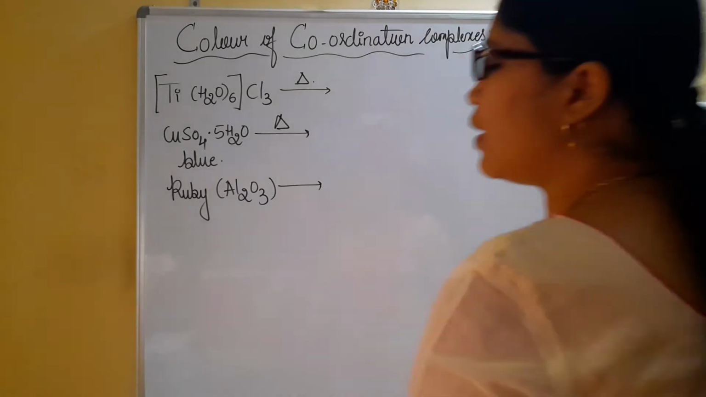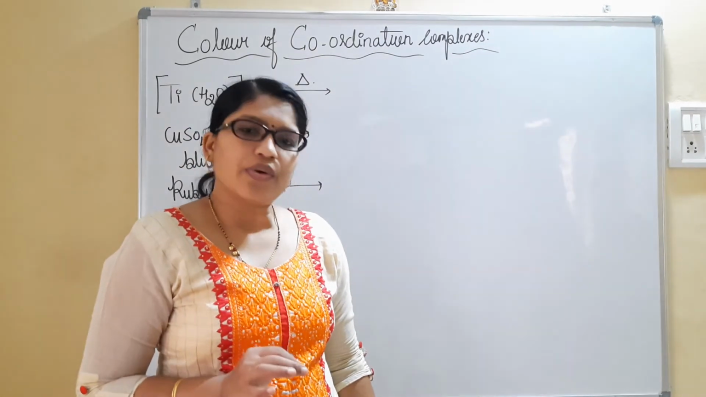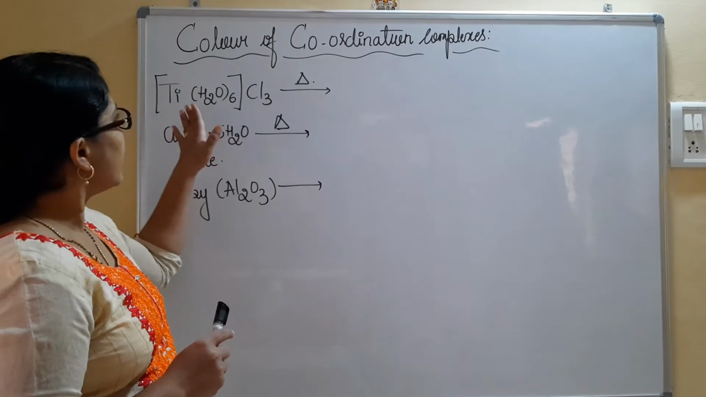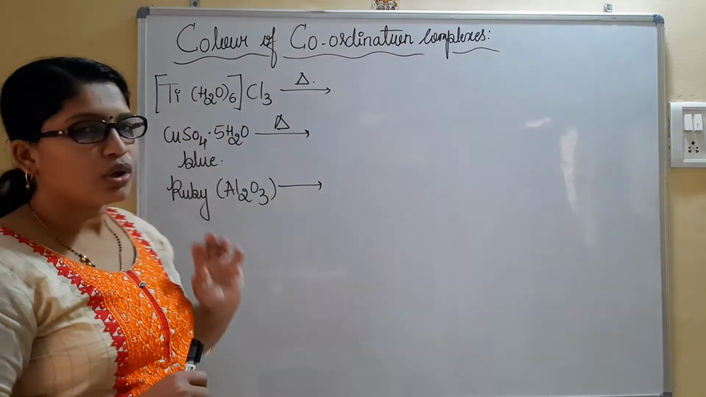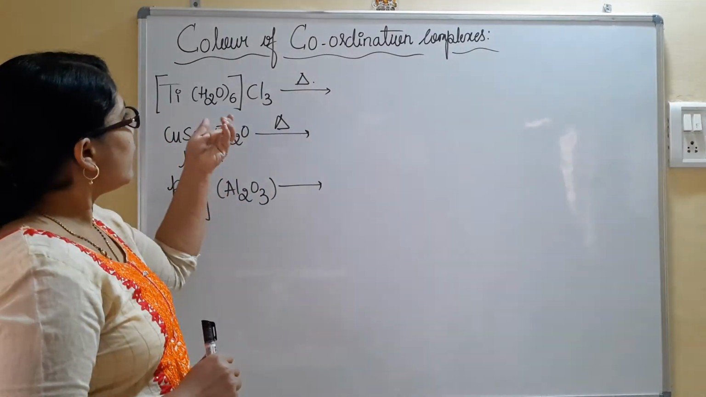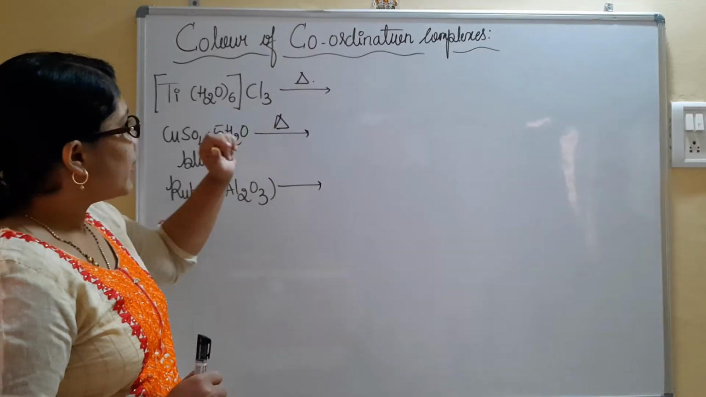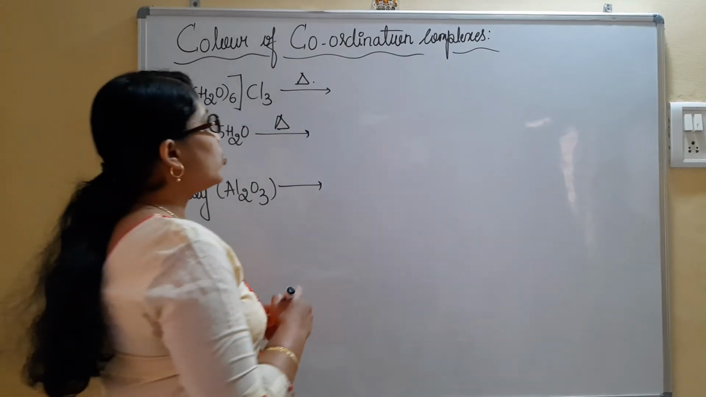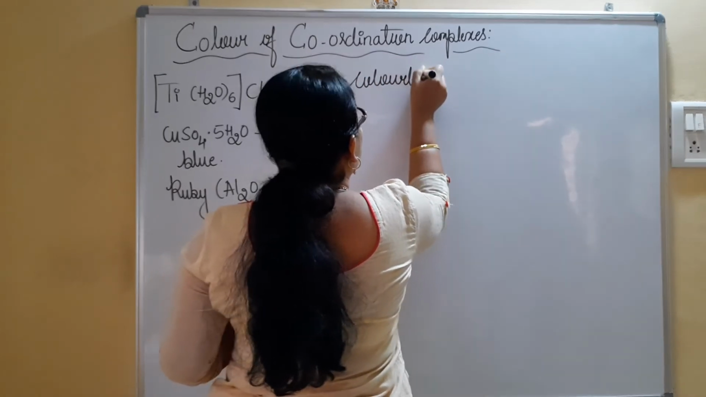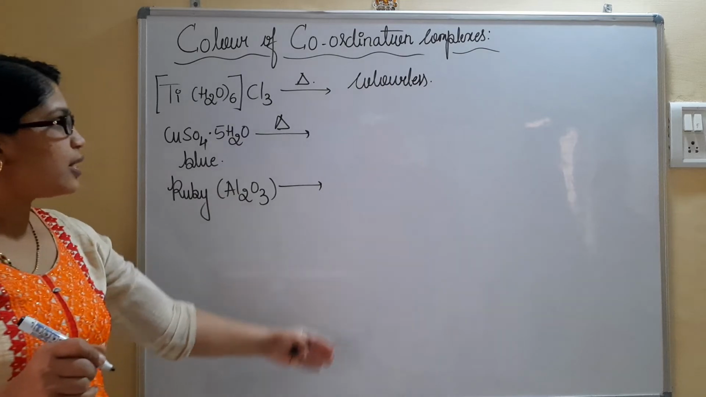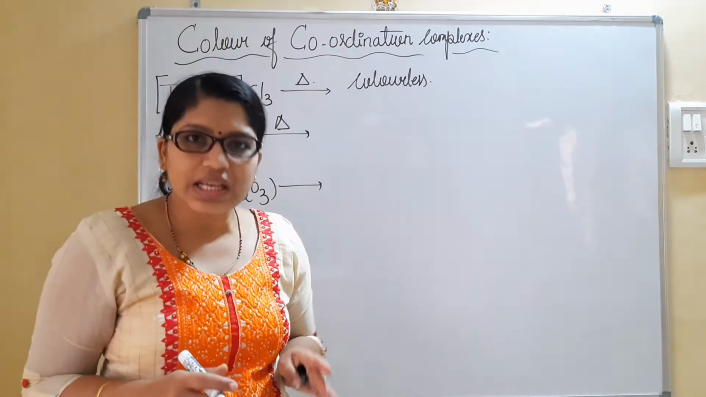Now let us understand the coloring property in case of coordination complexes. When you consider coordination complexes like titanium hexa aqua chloride, it generally shows a color for the whole complex. When you heat this complex, it loses its color and becomes colorless. In the sense that I will explain further here. When a colored compound is heated, it will release its color.